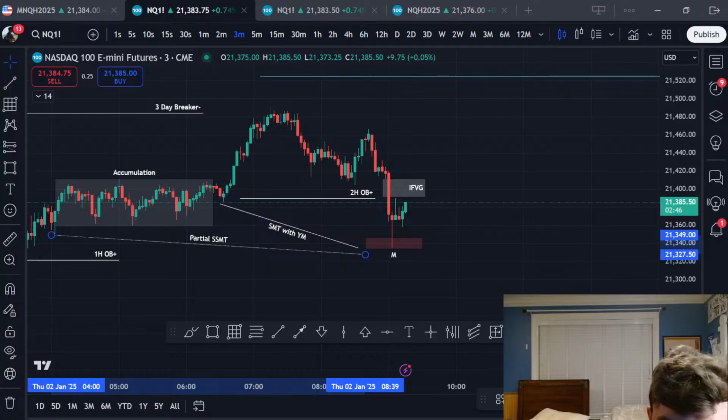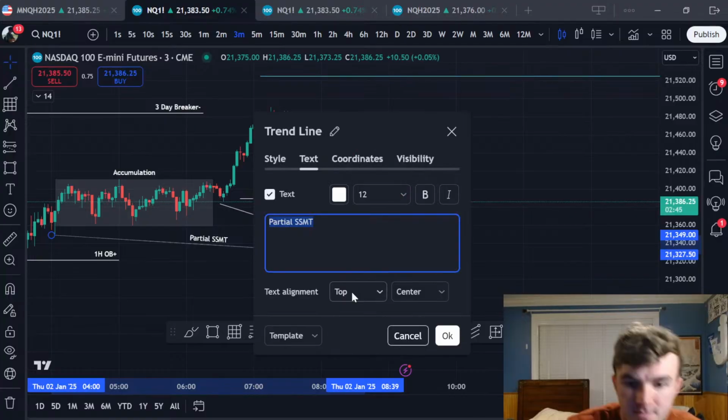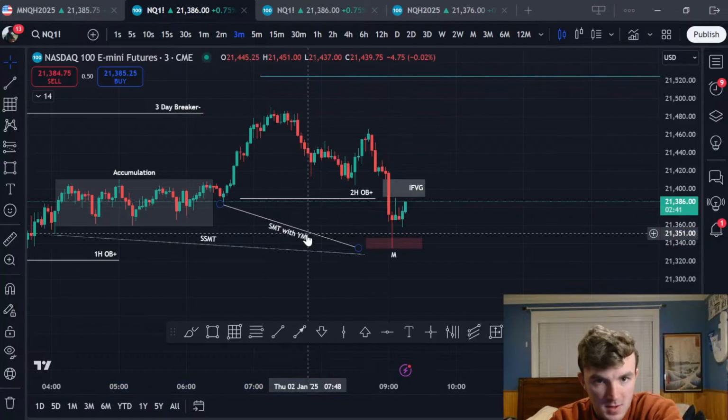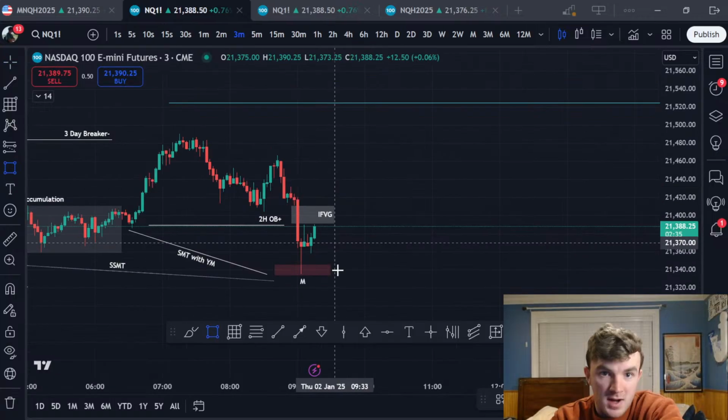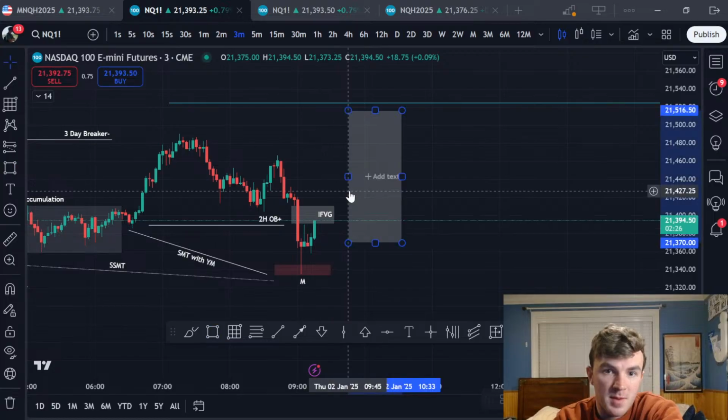I'm just gonna have this be possible. Basically what I'm saying is this could possibly be distribution. All right. So I really want this to be high probability, so I'm not gonna take this inversion, but just to show that you could take this.